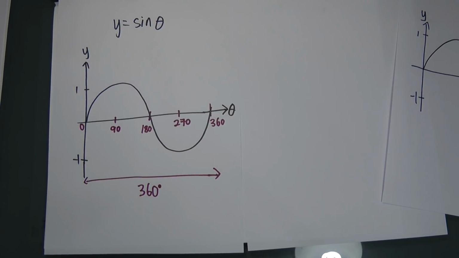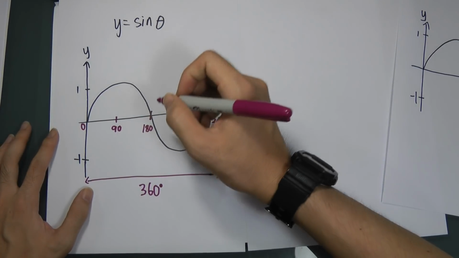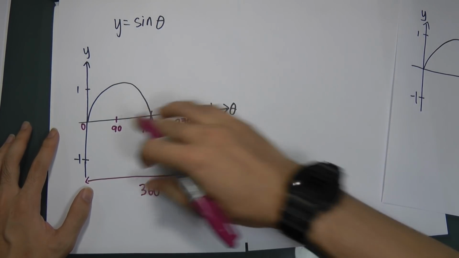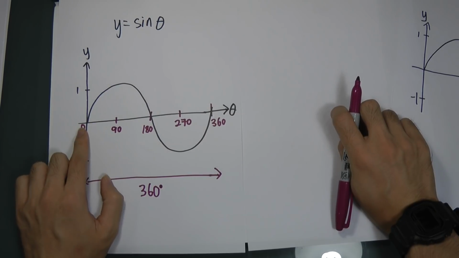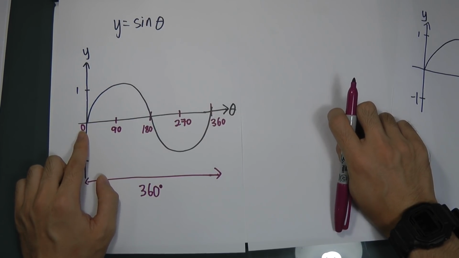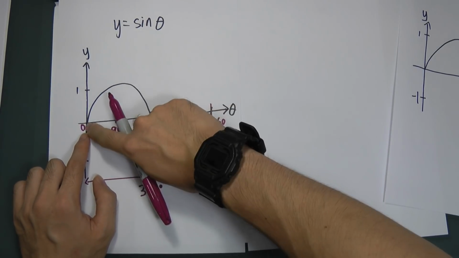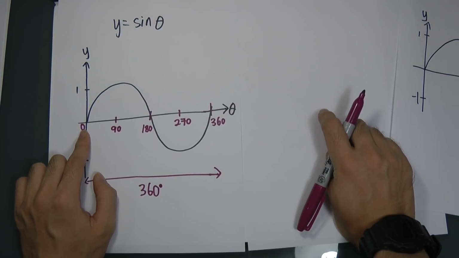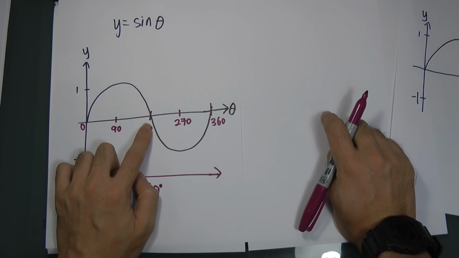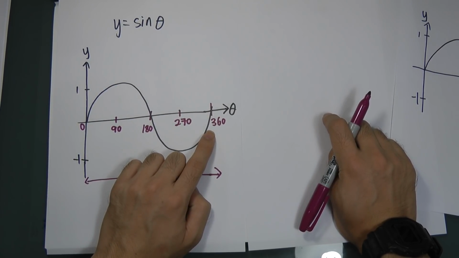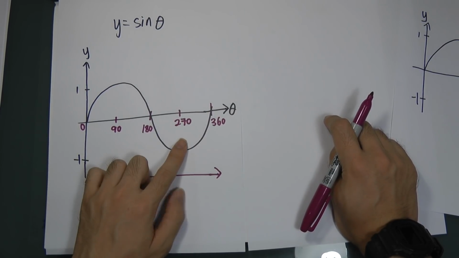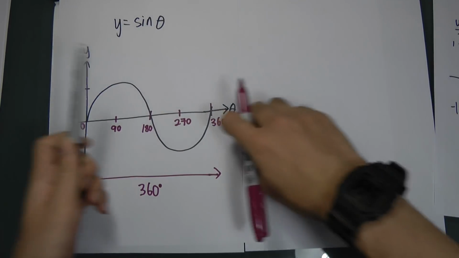Okay, let me explain. The first one, in the graph for sine graph: when angle equals 0, y must be equal to 0. When angle equals 180, y must equal 0. When angle equals 360, y is equal to 0. Okay, these 3 points you must fully understand.